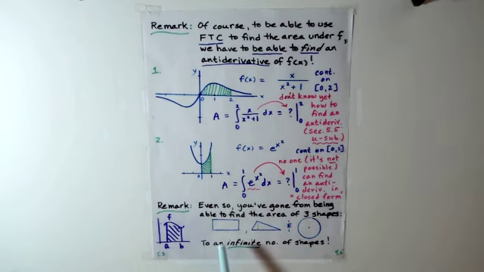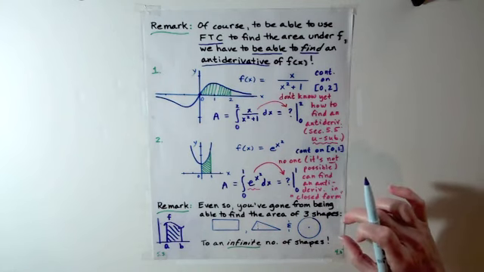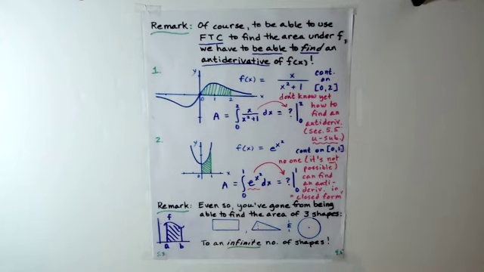So you've gone from being able to find the area of basically 3 shapes. Remember, at the beginning of this section, we decided that the only things we knew how to find the exact area of were rectangles, triangles, and circles, or maybe combinations of those 3. You've gone from being able to find the exact area of 3 shapes to being able to find the area of an infinite number of shapes, and that's really cool.